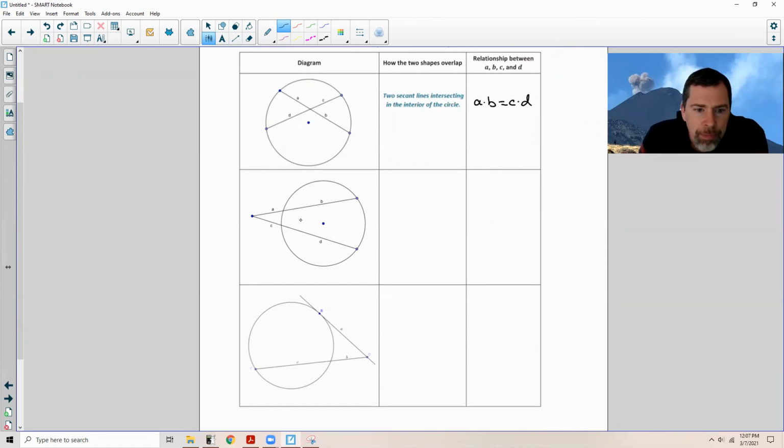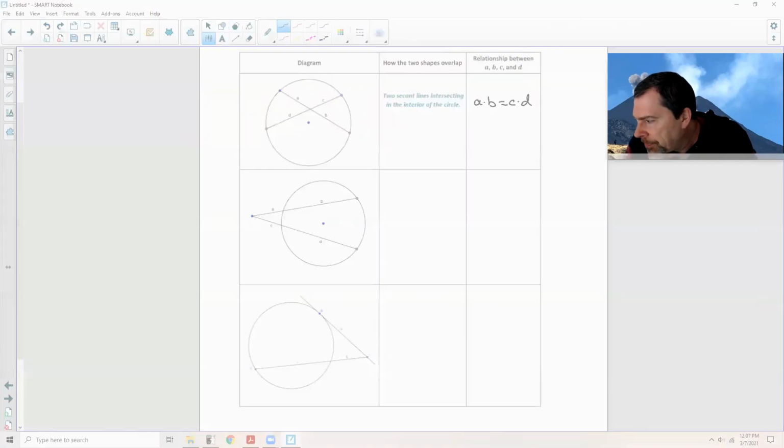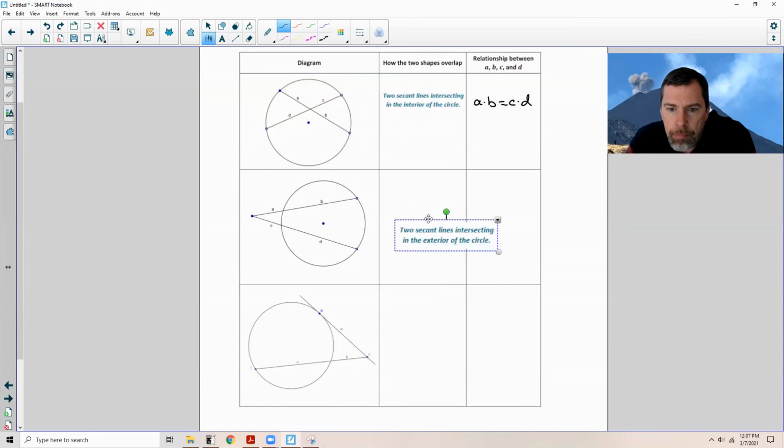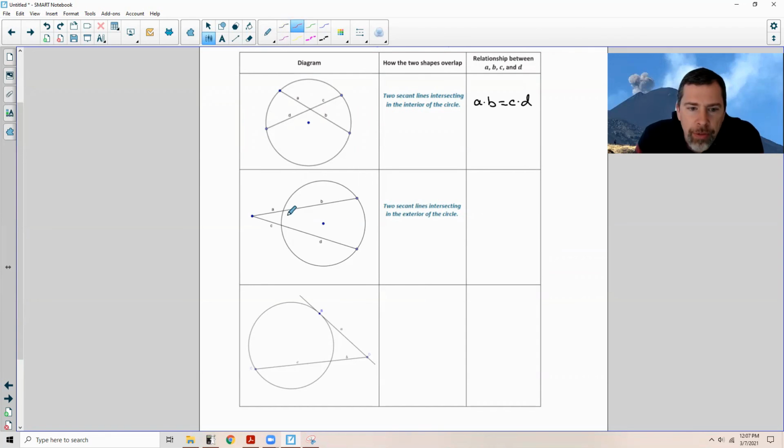Okay, now in this diagram, we have two secants that meet outside the circle. So let me bring that in. So it's two secant lines intersecting in the exterior of the circle or outside the circle. Okay, so what's going on there? Well, when we have two secants intersecting outside the circle, then we take the outside, and this is what I always tell my students. I always tell them outside times the whole thing equals outside times the whole. Okay, and that's what I have them remember. Outside times the whole thing equals outside times the whole thing.